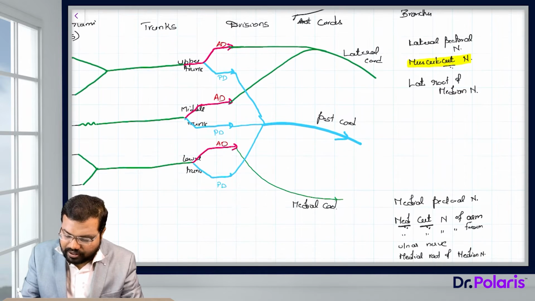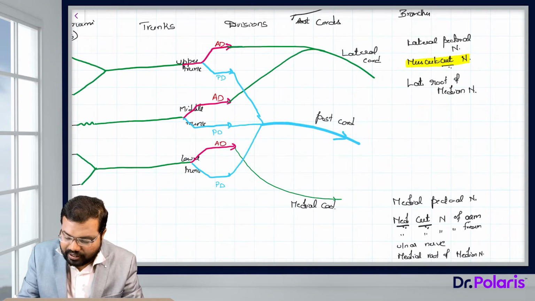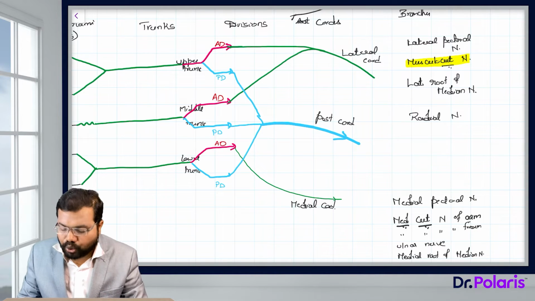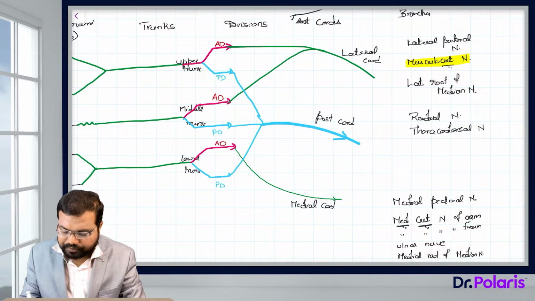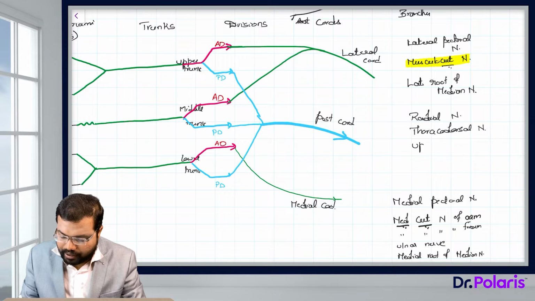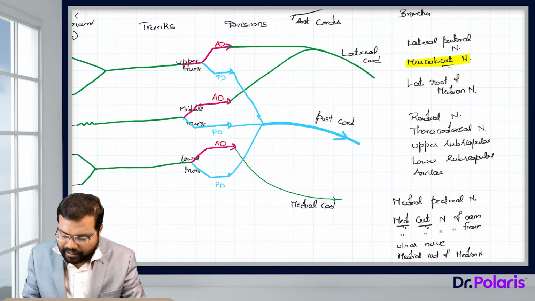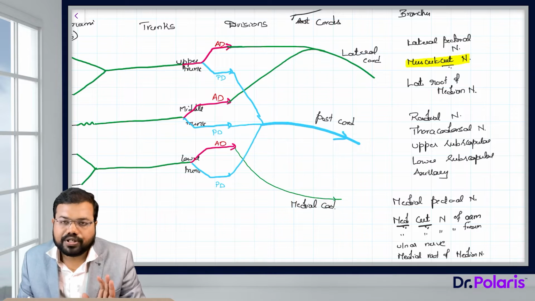Now, what about the branches of the posterior cord? The first branch is not really the first branch, but for the mnemonic we say the radial nerve. Next is the thoracodorsal nerve, the upper subscapular, the lower subscapular, and the axillary nerve. These are all the branches from the posterior cord.